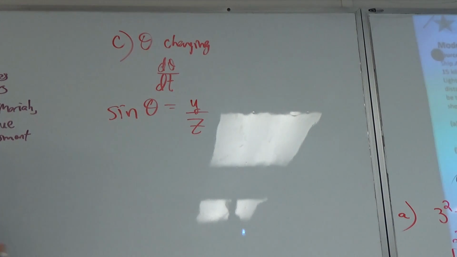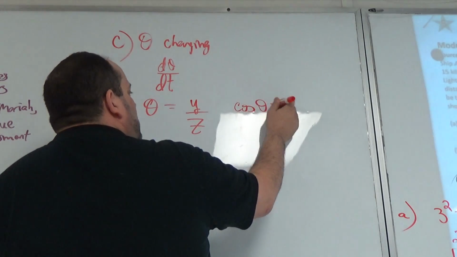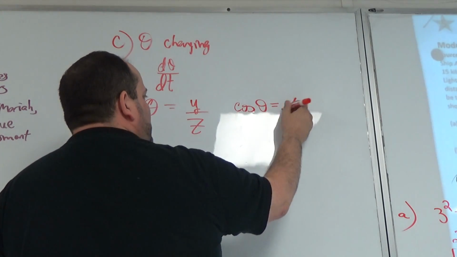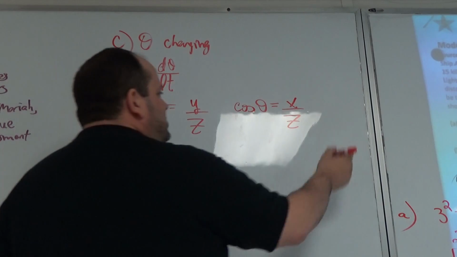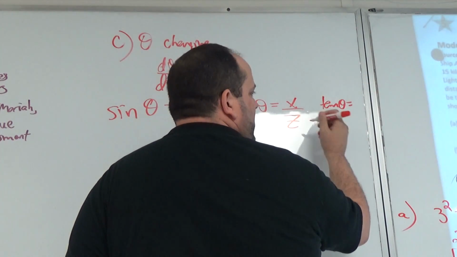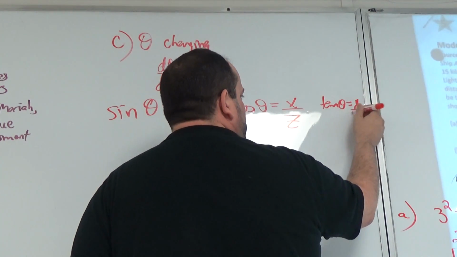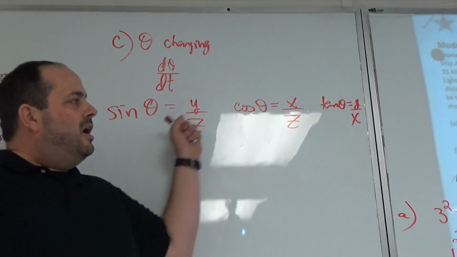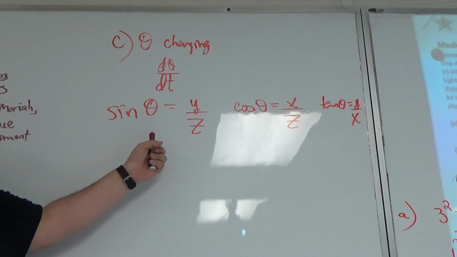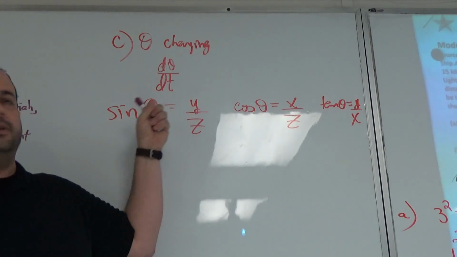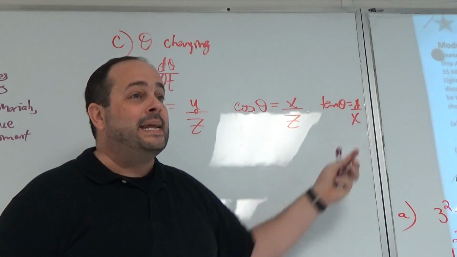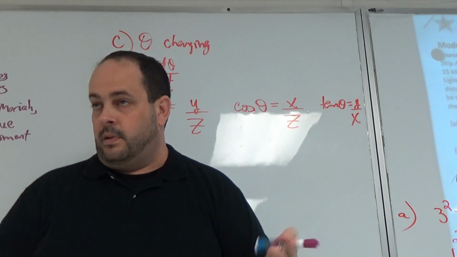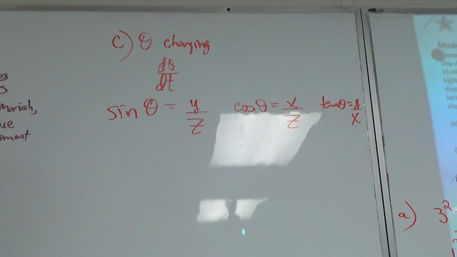Other options. Cosine of theta, we would set that up as adjacent over hypotenuse. Great. Any other ones? Tangent. You could use tangent. Tangent of theta is going to be opposite over adjacent. So what is that? Y over x? As long as these relationships are true all of the time, you can take the derivative of this one, or this one, or this one. It doesn't matter. So pick one that you like.